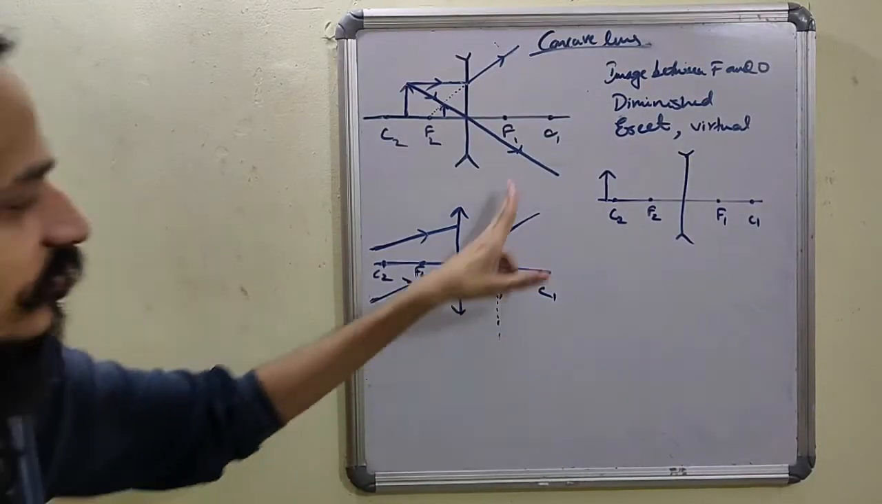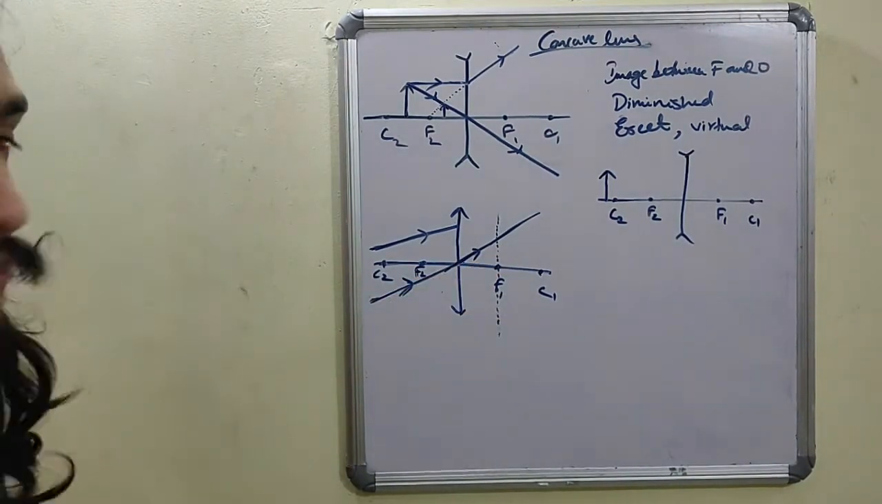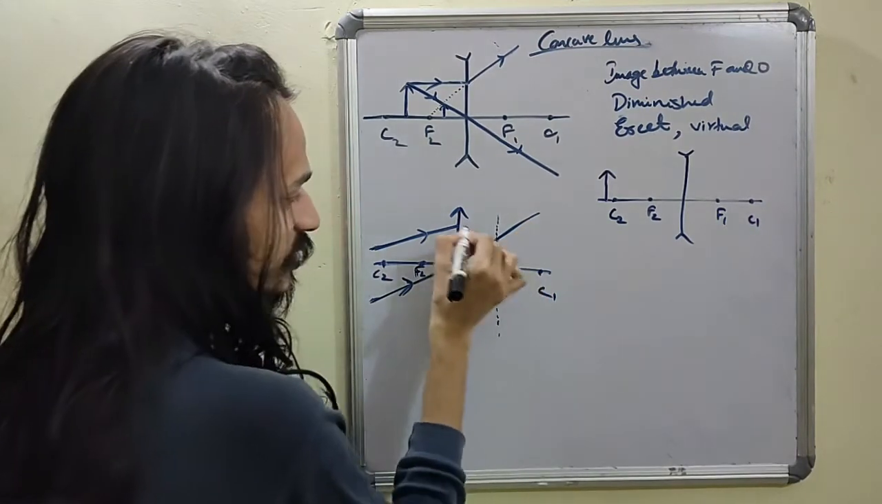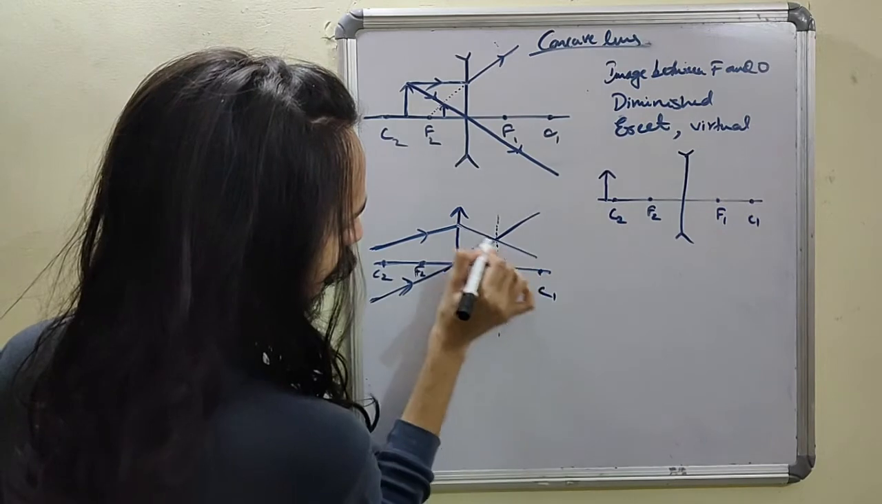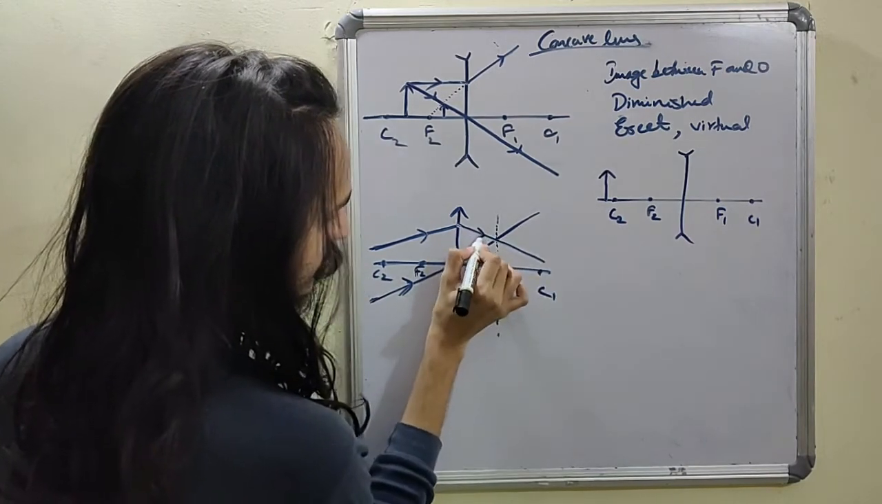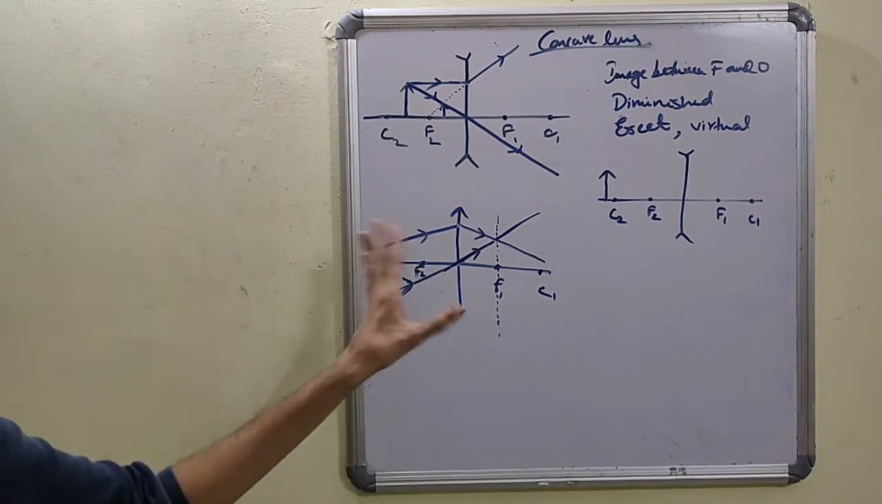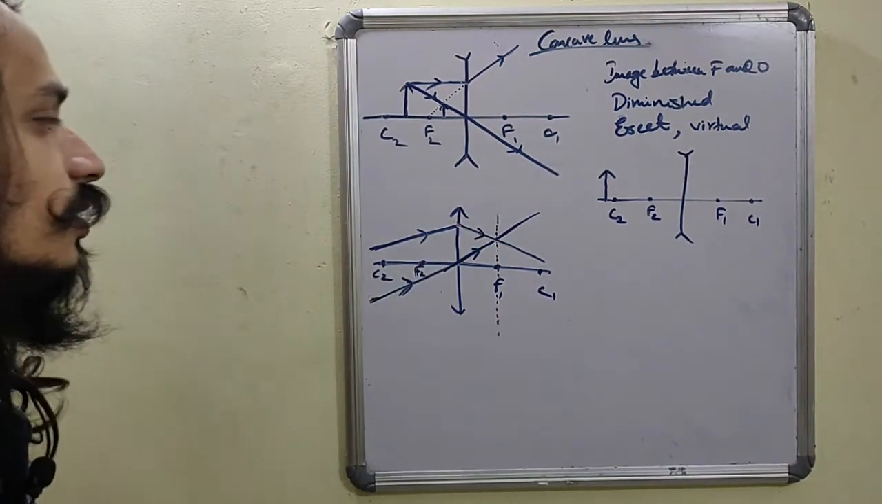Now if you see, this normal and this parallel line have met at some point. So this point is where I need to pass this reflected ray or refracted ray. Okay, that is how I know which direction exactly to take. Cool.